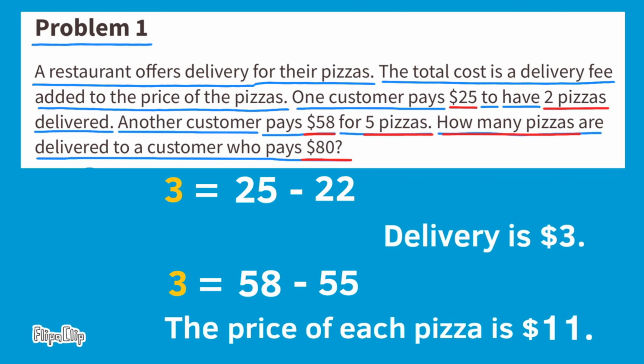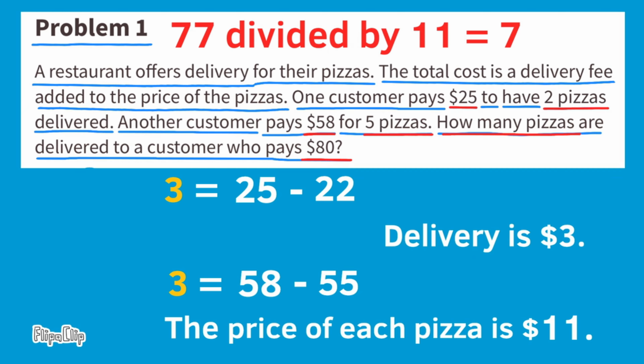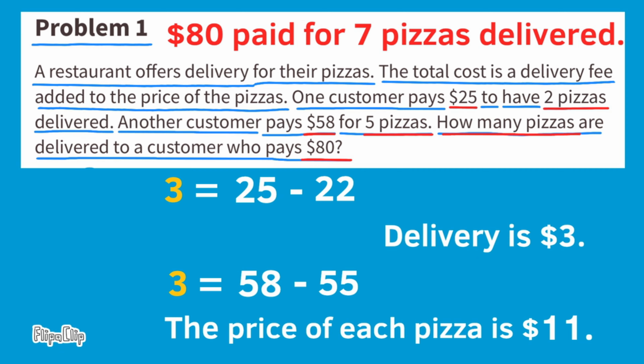Now we can use this information to figure out how many pizzas are delivered to a customer who pays $80. So $80 minus $3 for delivery equals $77 for pizza, and 77 divided by 11 is 7. So $80 paid for 7 pizzas to be delivered.